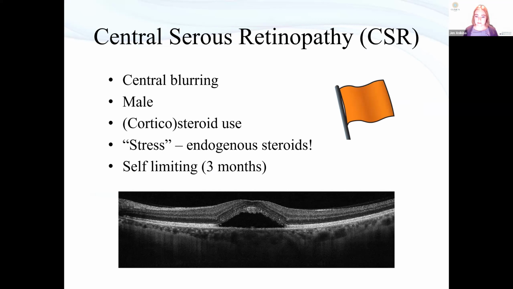But this is the OCT picture you see. So again, you see this kind of disruption of the photoreceptor layer. It's all grainy, it's all bumpy, with this central bump. It can be extrafoveal, of course, it can be paracentral.